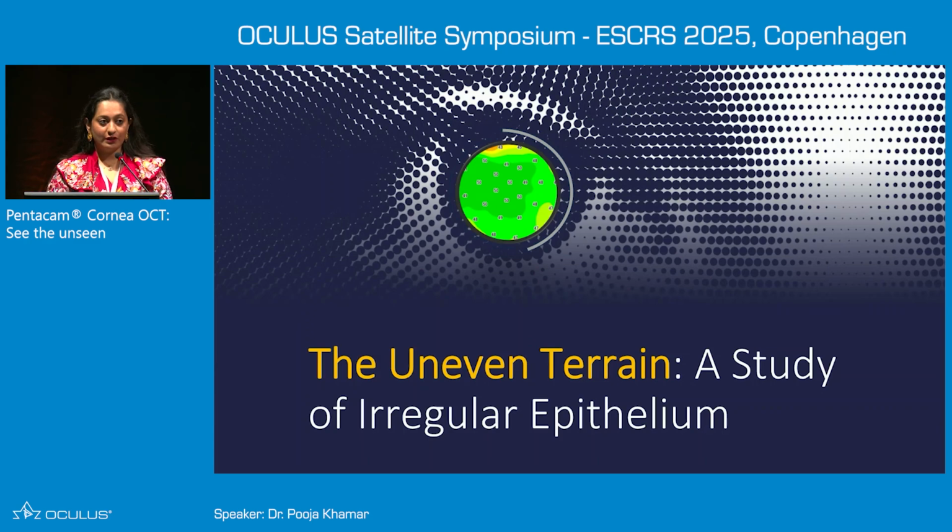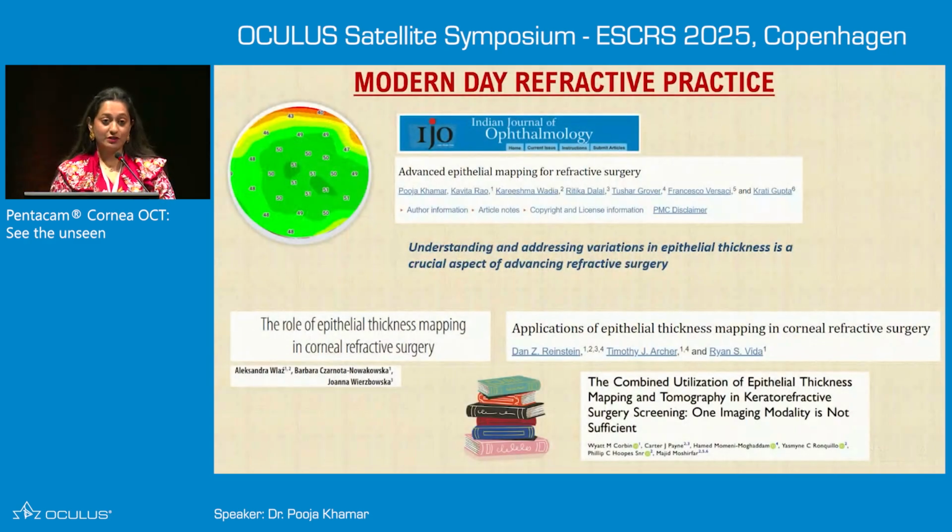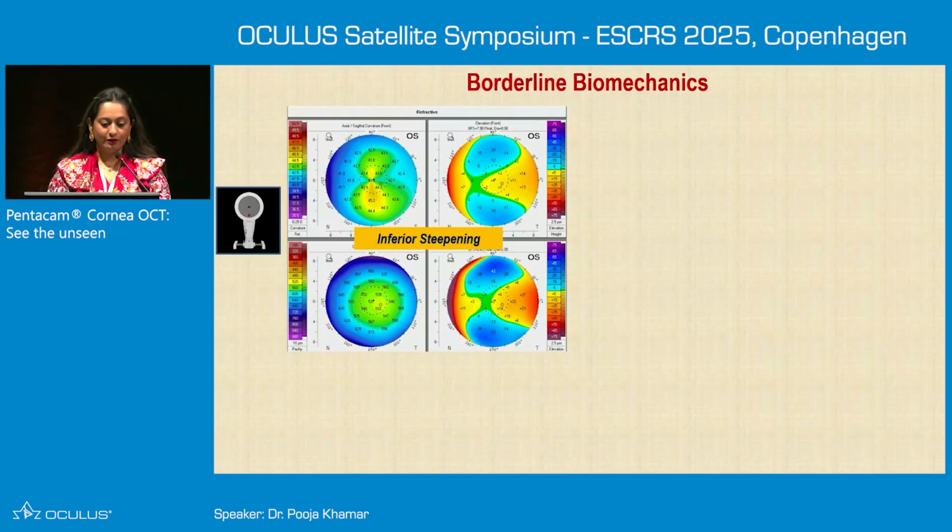As we all know, epithelial mapping is very important in refractive surgery and also sometimes in cataract surgery planning. It can impact the decision-making of whether to do a surgery or not, and also the outcome. Sometimes post-operatively, when you're not able to identify the real cause of an unhappy patient, if you go back and look at the epithelial map, it may give you answers whether it's the epithelium which is causing the problem or it's the patient's refractive error.